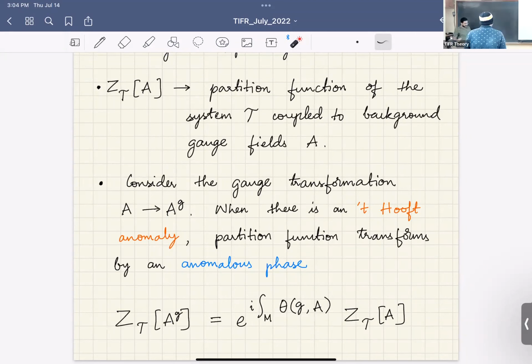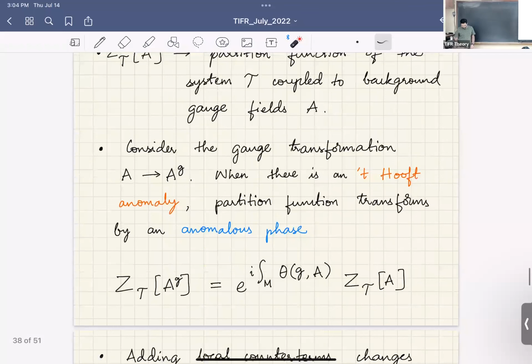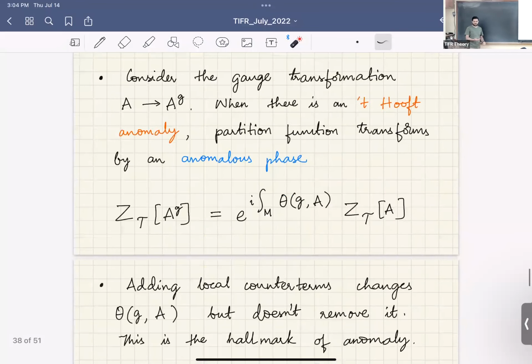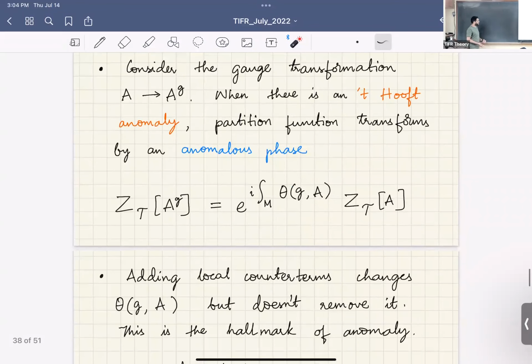Okay. This is not a completely invariant way of defining an anomaly because you could always add local counterterms in the action to your system that will generally change the anomalous phase. What is not trivial is whether you can remove this phase by adding local counterterms or not. If you can't, then it's called an anomaly.